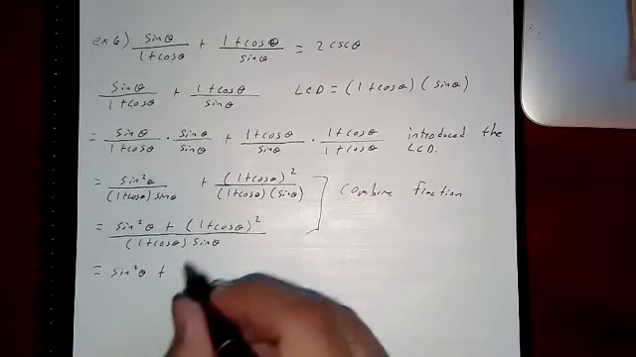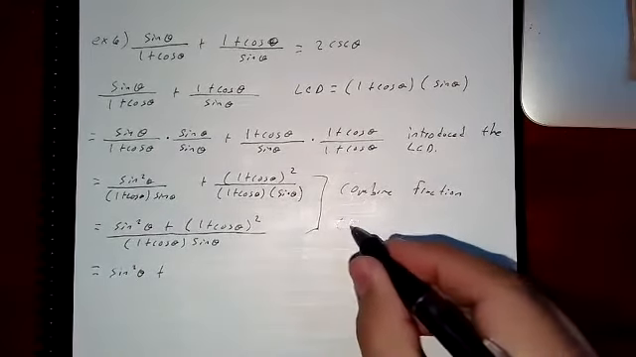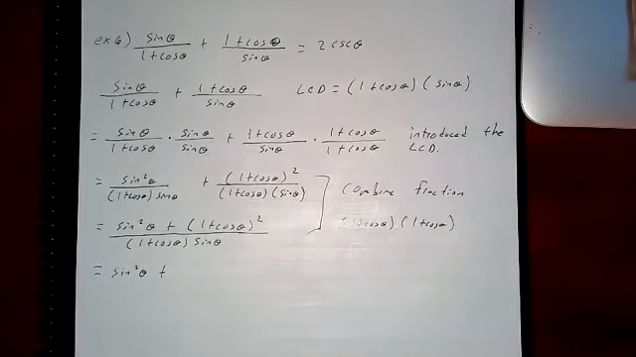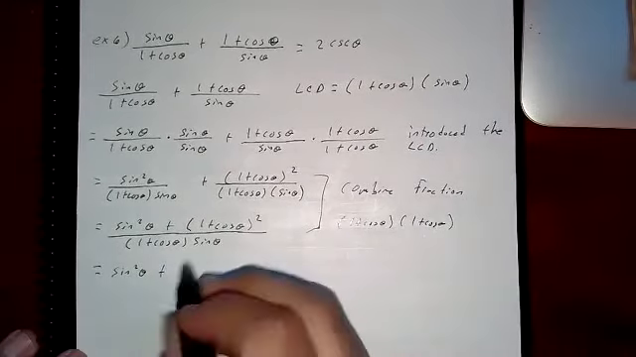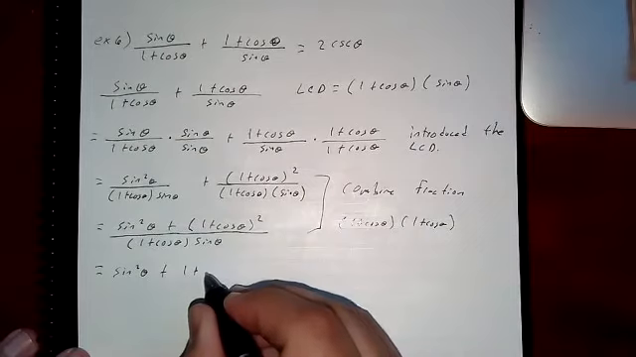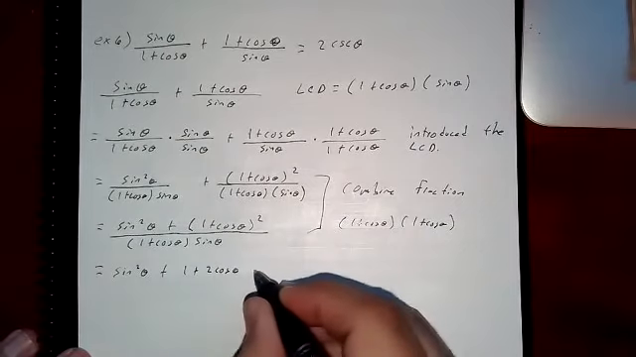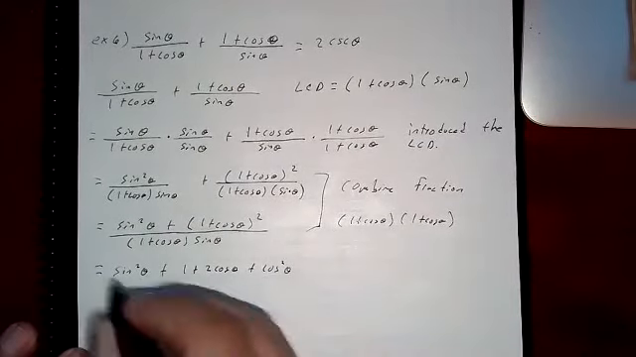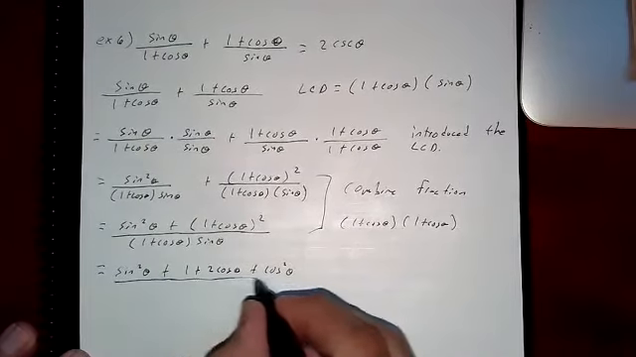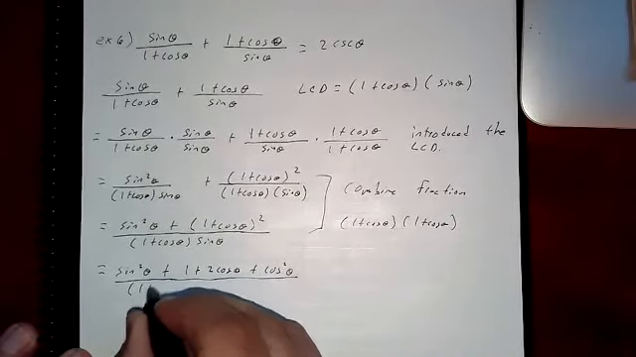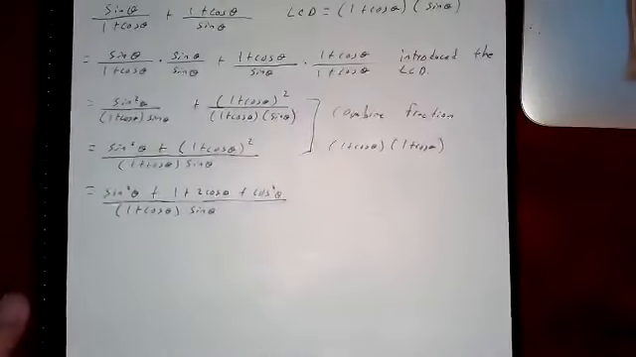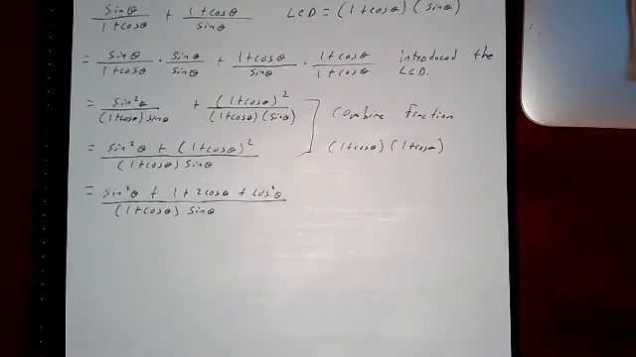So we will see FOILing that out, right? 1 plus cosine, 1 plus cosine. That gives us 1 plus 2 cosine plus cosine squared, all over 1 plus cosine theta sine theta. Okay. So what do you guys see? What's the next step we can do here?